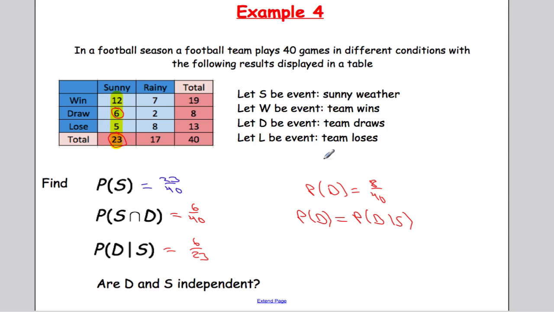If we think back to our tree diagrams from earlier, if they're independent, that means the probability that they draw is going to be the same as the probability they draw given it's sunny. And we can clearly see that the probability of D is 8 over 40 and the probability of D given S is 6 over 23. They are not equal. That means they're not independent.